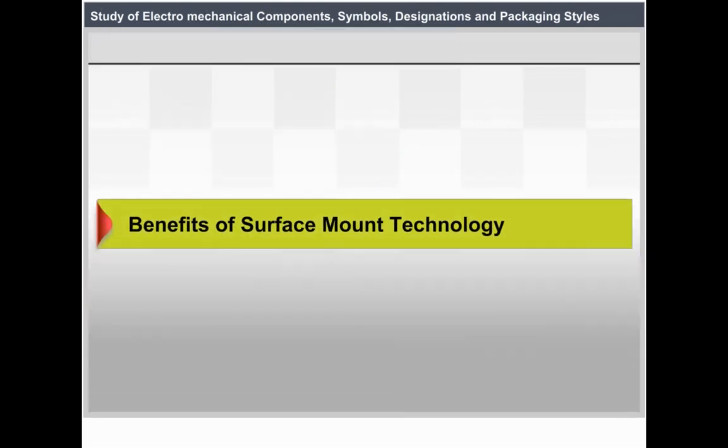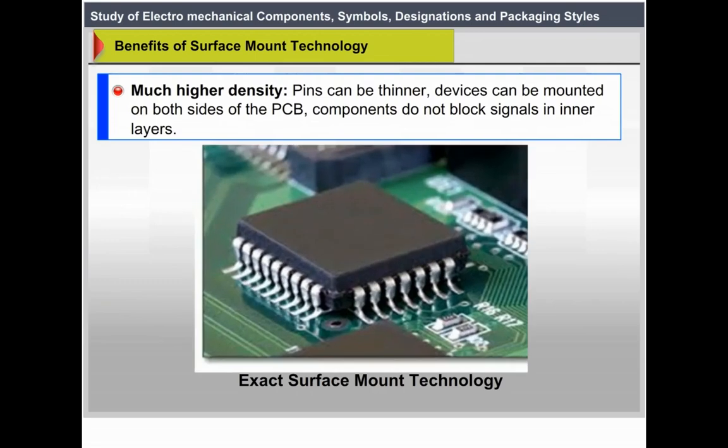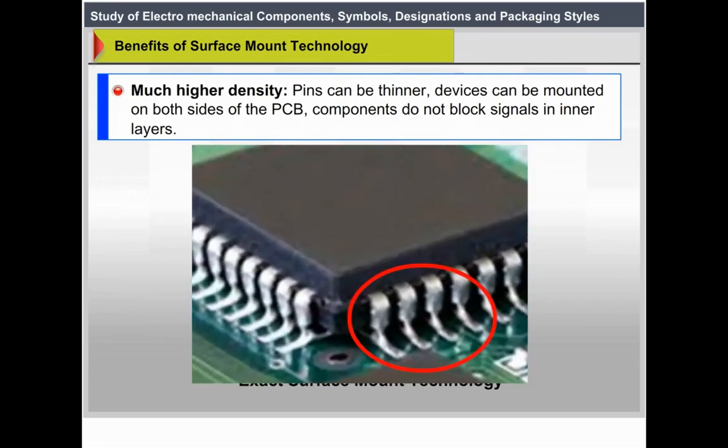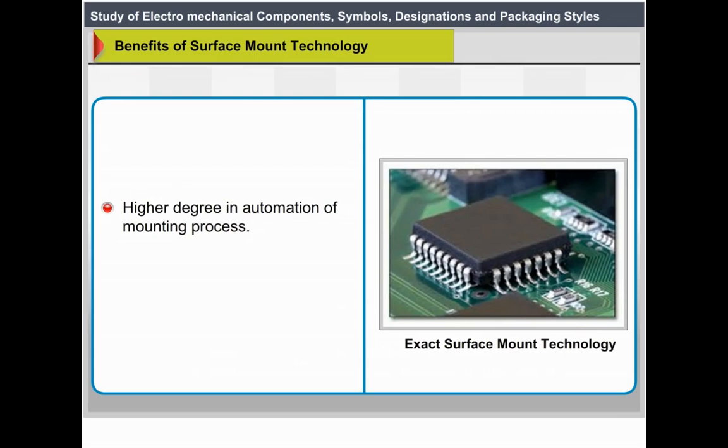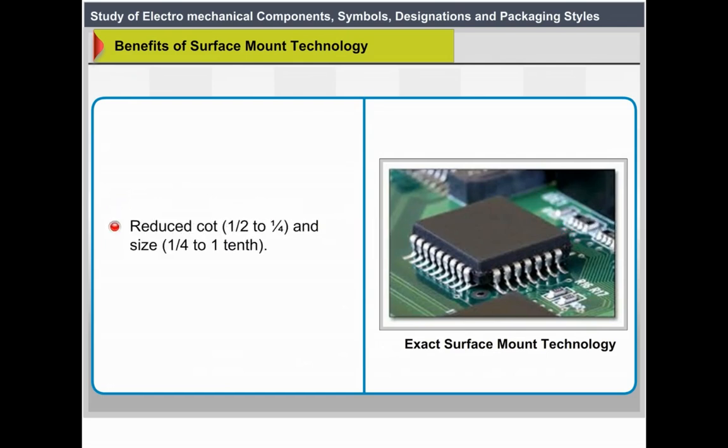Benefits of surface mount technology. Much higher density. Pins can be thinner. Devices can be mounted on both sides of the PCB. Components do not block signals in the inner layers. High degree of automation of mounting process. Less parasitic inductance and capacitance. Reduced cost, half to 1/4, and size, 1/4 to 1/10.